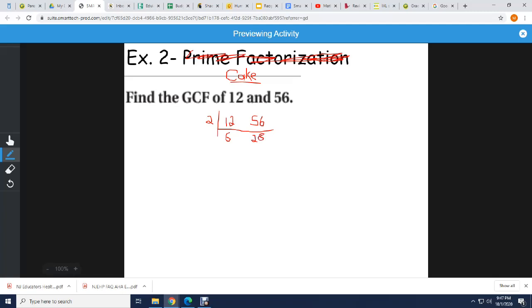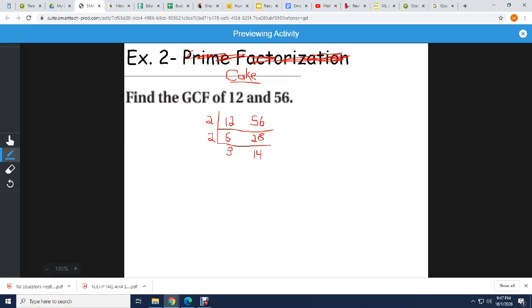And then I'm going to add a layer of cake here because there's still a number that is divisible into both 6 and 28, which is, again, 2. 6 divided by 2 is 3. And 28 divided by 2 is 14. Notice now there is nothing else that can go into both 3 and 14.